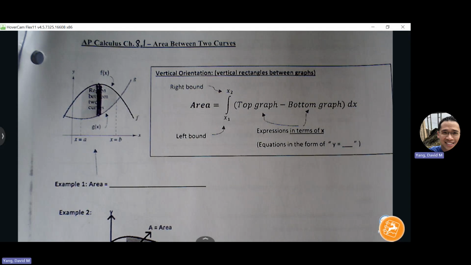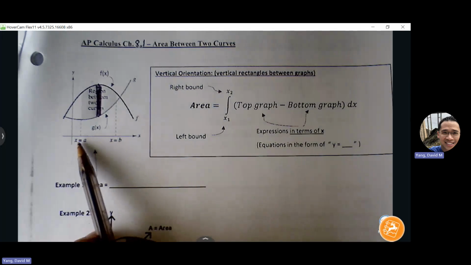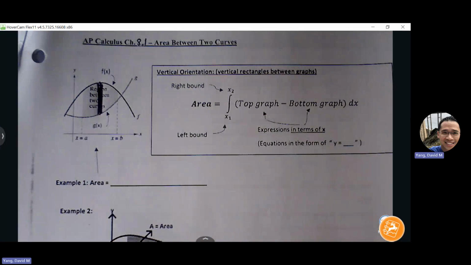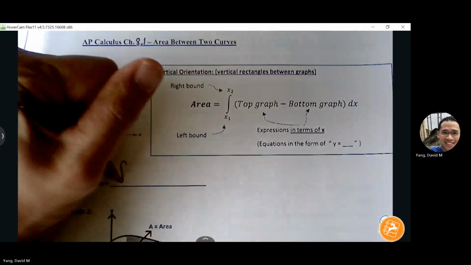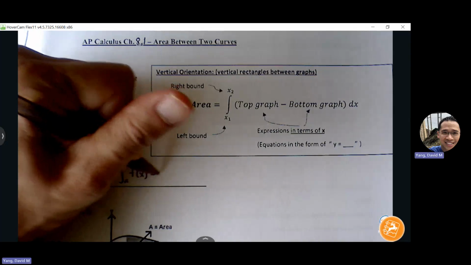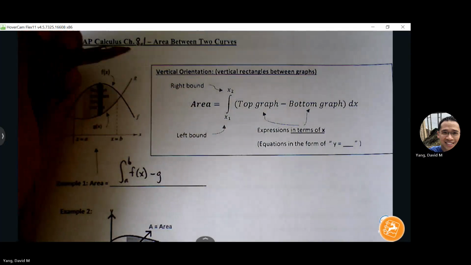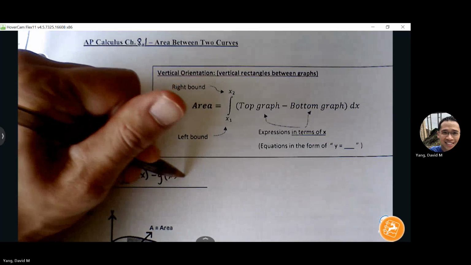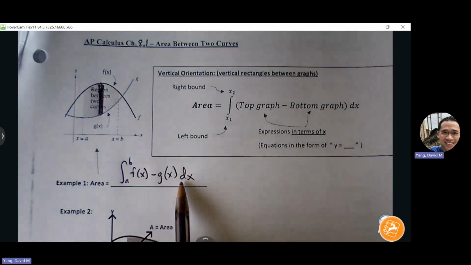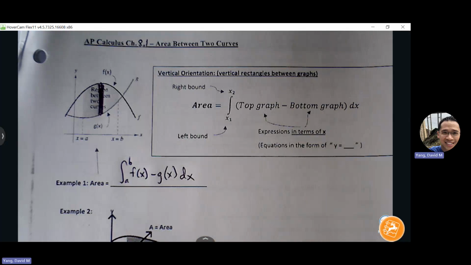So we're just going to follow the formula here. It's the antiderivative from my left bound to my right bound. My left bound of the shaded region is A. Right bound is B. So it's a definite integral from A to B of f of x minus g of x. So f of x minus g of x is my height component. dx is my width component. And then width times height gives me area.